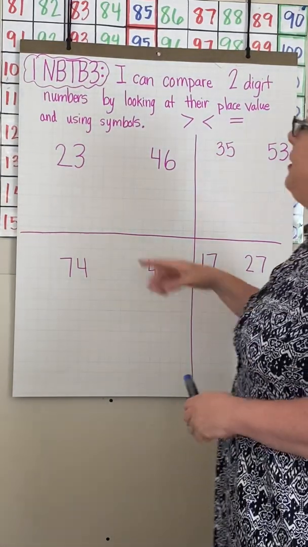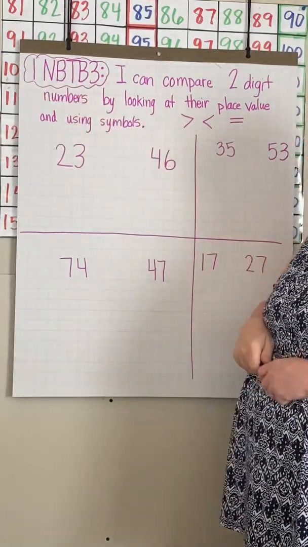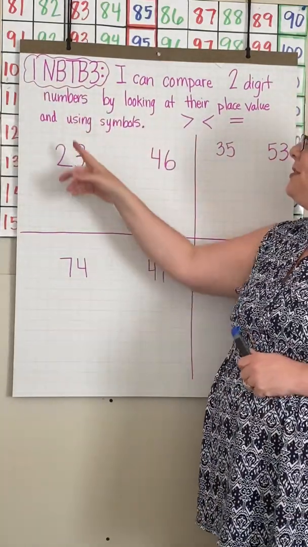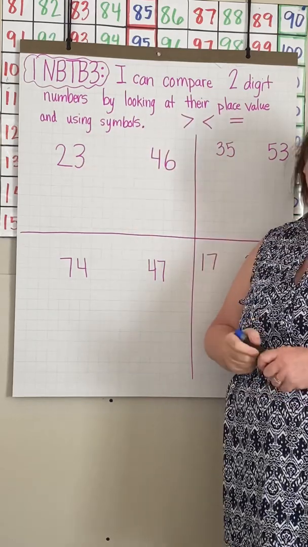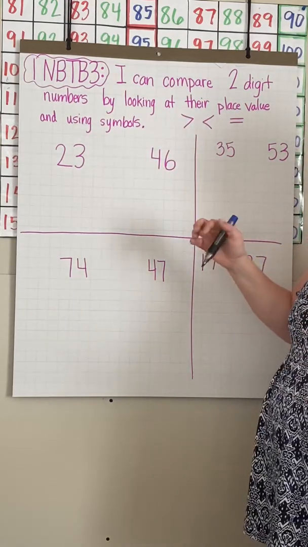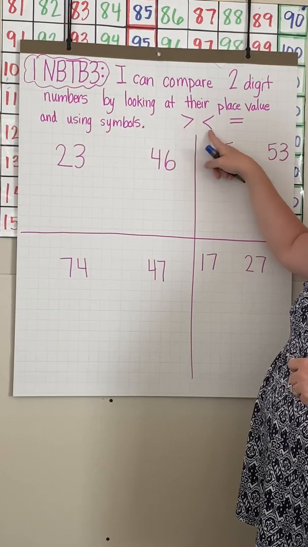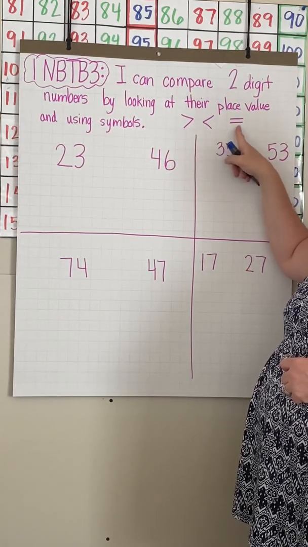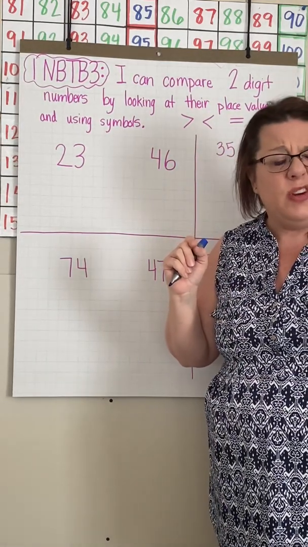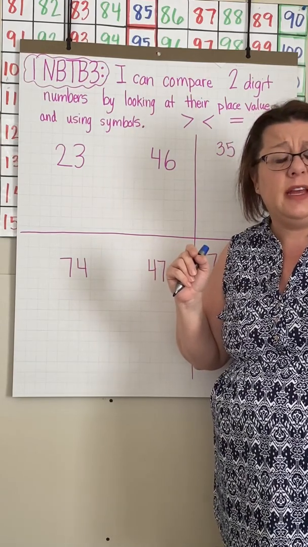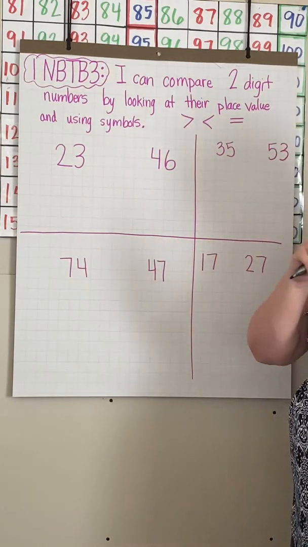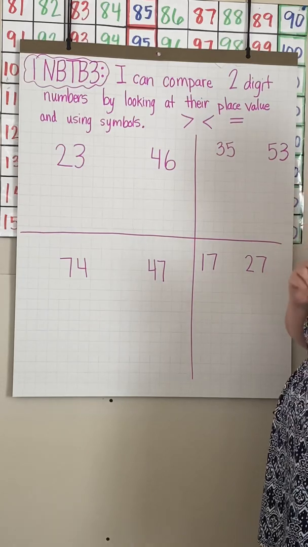Okay, so today we're looking at 1.NBT.B.3. I can compare two-digit numbers by looking at their place value and by using symbols. So the first thing we're going to look at are these symbols. We have greater than, less than, and equal to. I've always been confused with the greater than and less than symbols, and I finally found a trick, okay?